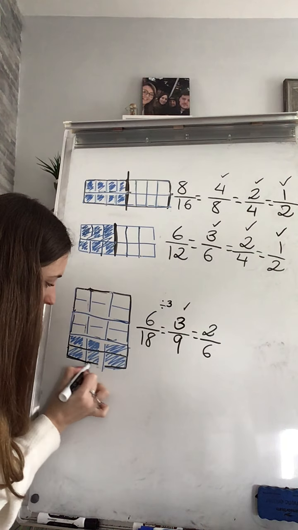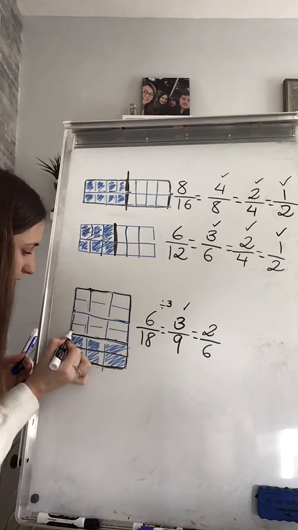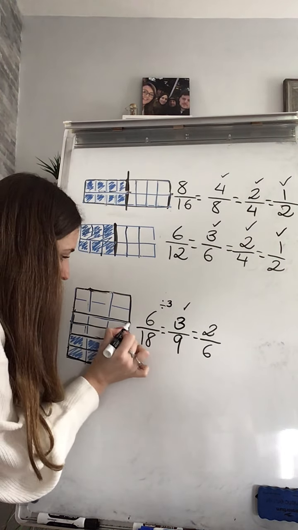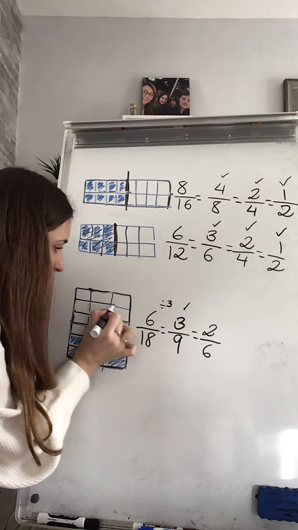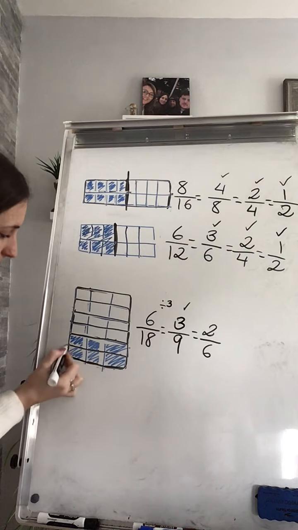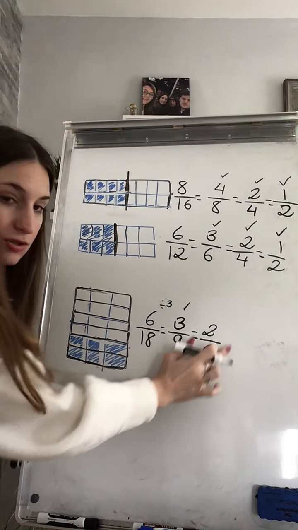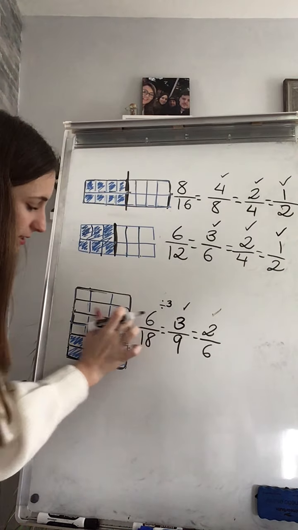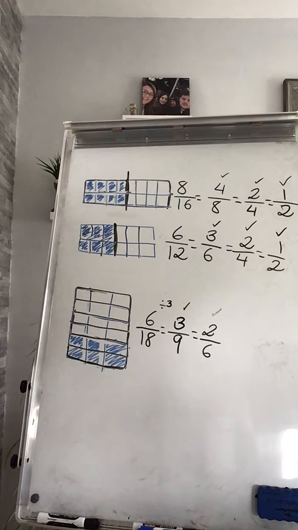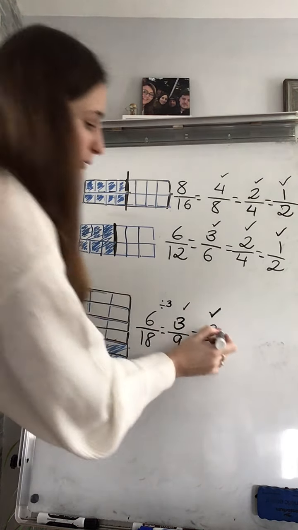So this time I'm going to have 1 equal part here, 2 equal parts, 3 equal parts, 4, 5, 6. And I've taken 1, and I've taken 2. 2 sixths. Still 6 eighteenths. 1, 2, 3, 4, 5, 6 eighteenths. Well done. So 2 sixths is equivalent.